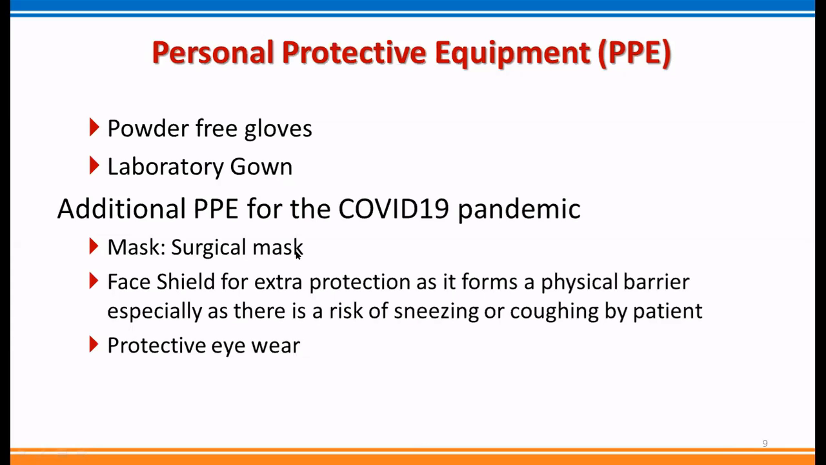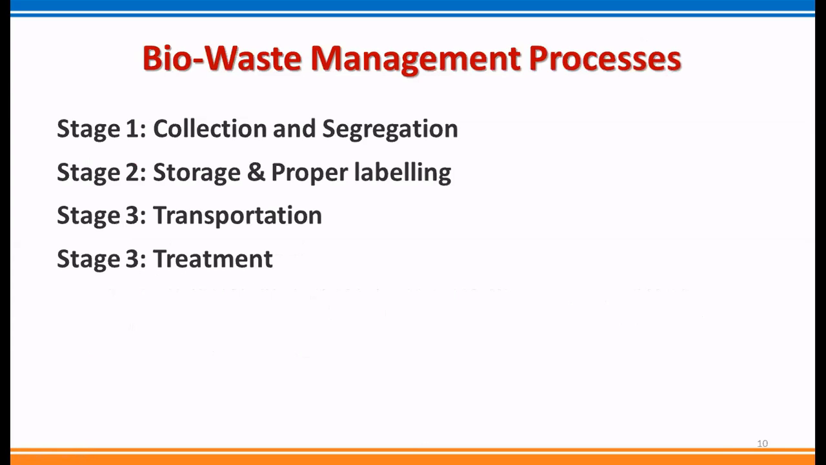Although we have listed three important items here as mask, to be used surgical mask, face shield for extra protection as it forms a physical barrier, especially as there is a risk of sneezing or coughing by the patient at the point of specimen collection, and protective eyewear. But please remember that these are not exhaustive, and you must be following the COVID-19 PPE protocols of your institute or the current protocol which ICMR must be advising. Now, biomedical waste management processes, as all of you know, involve 4 stages.